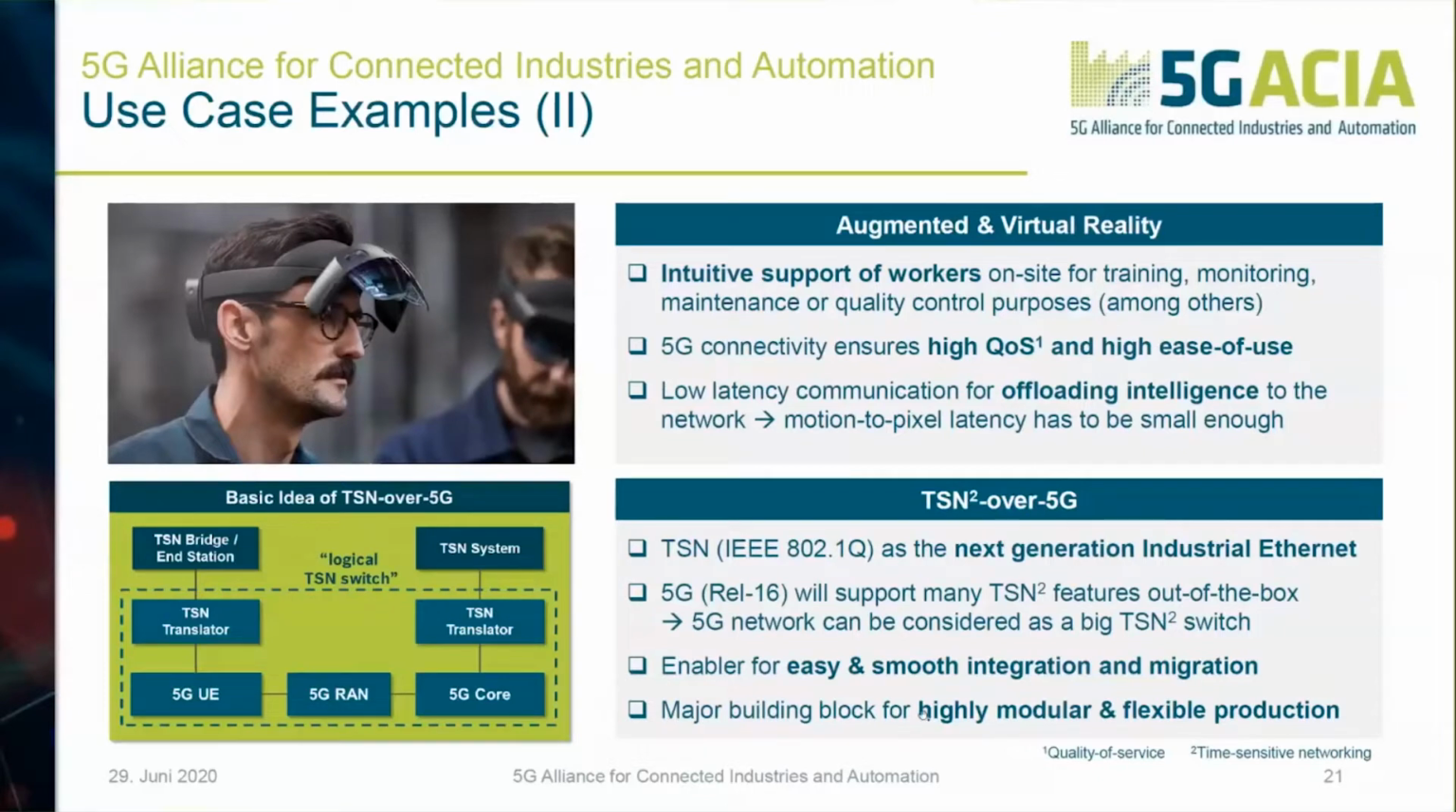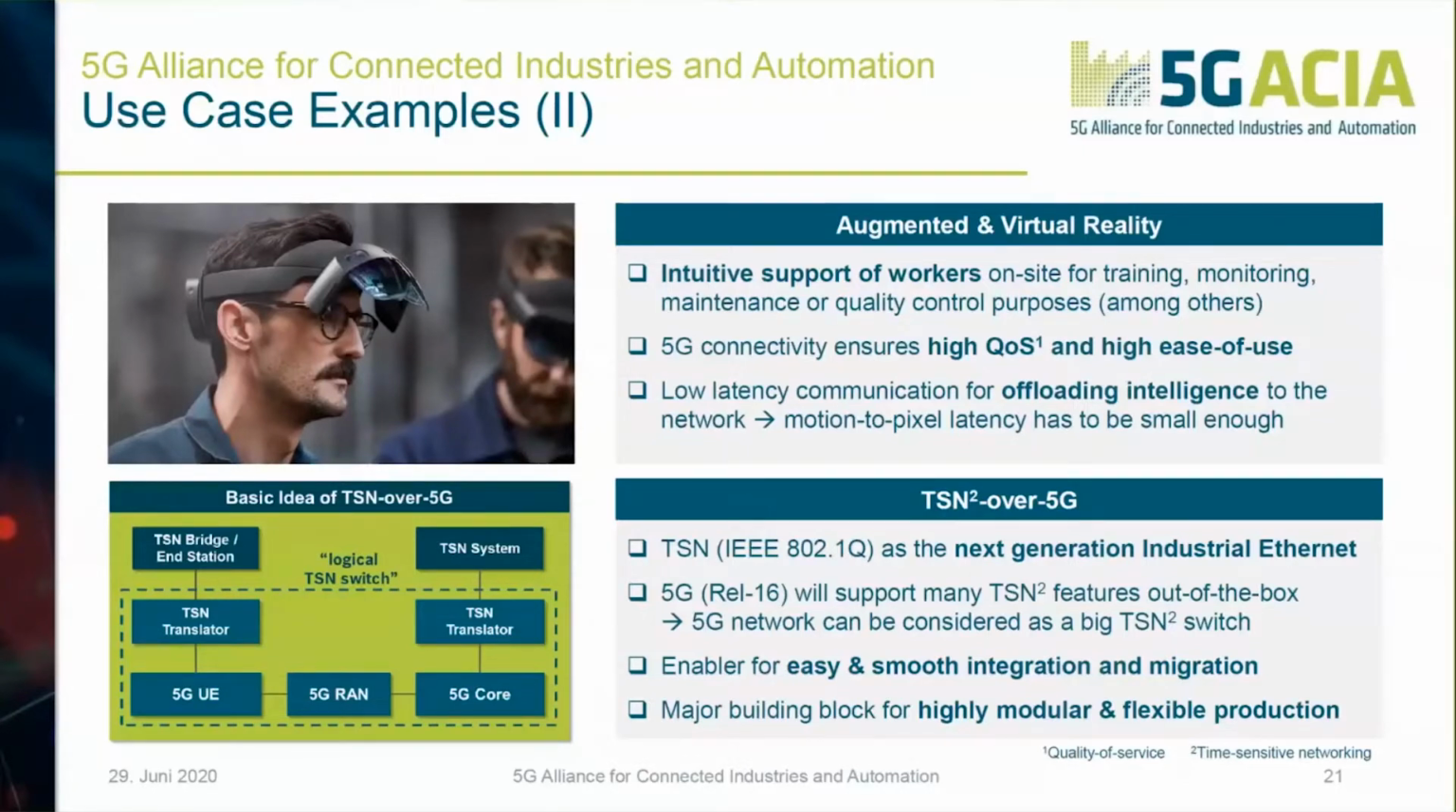And the last thing that I would like to outline here is TSN over 5G. So time-sensitive networking over a 5G system. TSN in general, which basically corresponds to a family of IEEE standards, is a key enabler for the next generation of industrial Ethernet. Currently, we have many different industrial Ethernet solutions in place for historic reasons primarily. And there is the trend towards moving to TSN also in the wired domain. So that's ongoing as we speak.